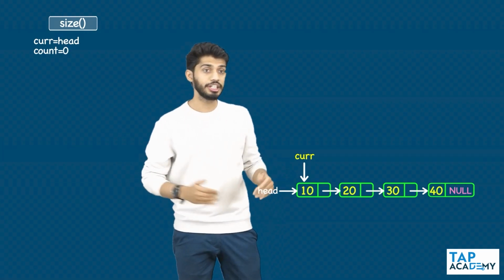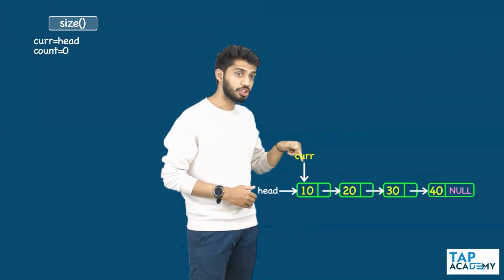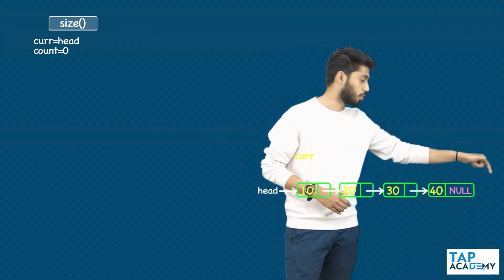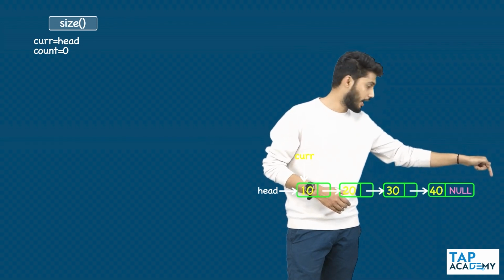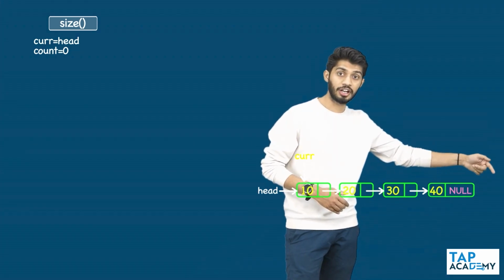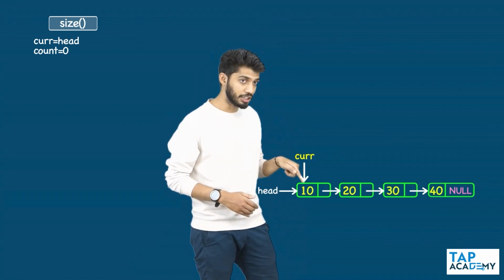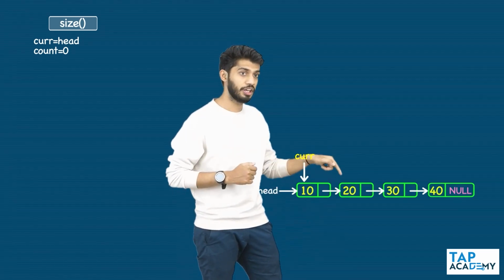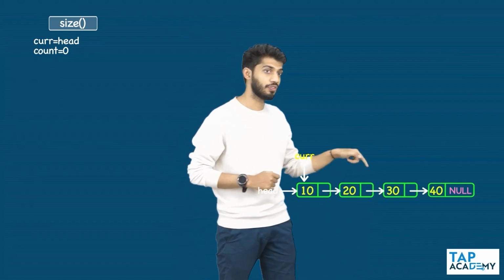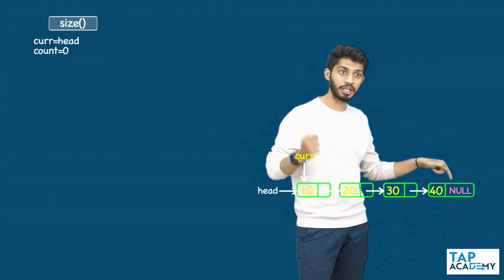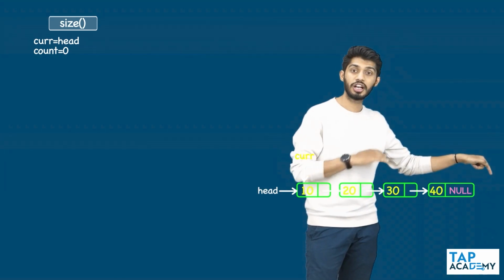Now I need to write a while loop where the current goes from here till the last node, or till I finish traversing all the nodes. How can I do that? Whenever current is over here, I need to increase count. Whenever current is here, I need to increase count. Whenever current reaches here, I need to stop.